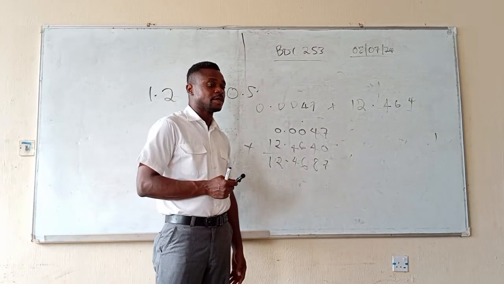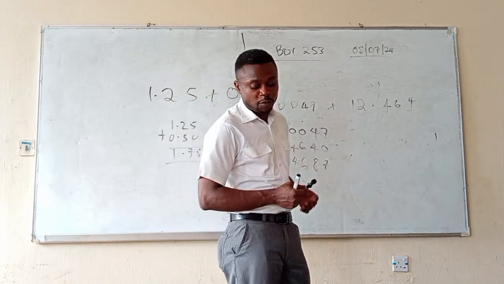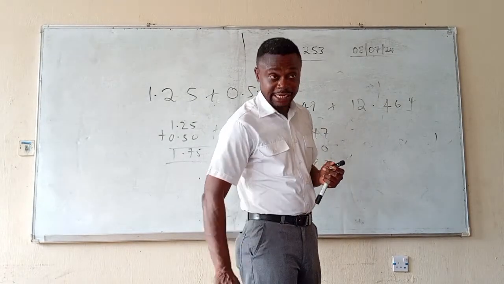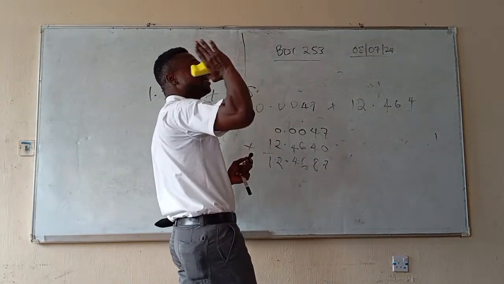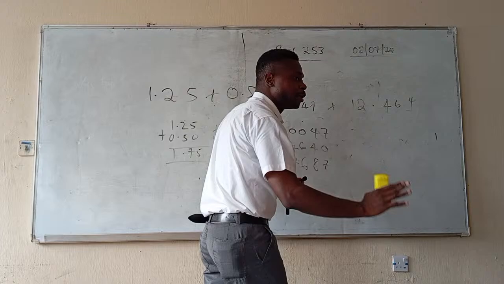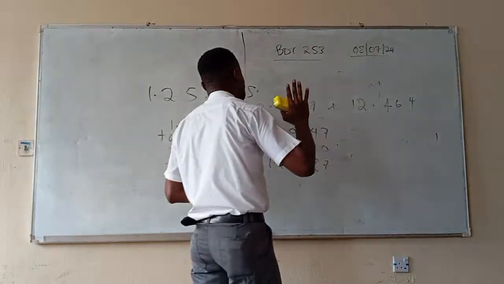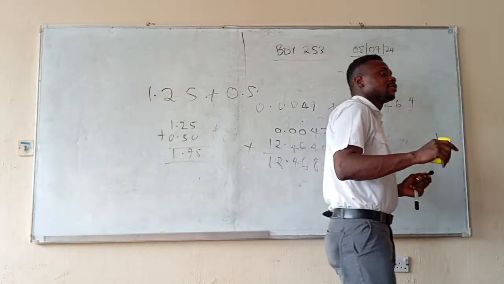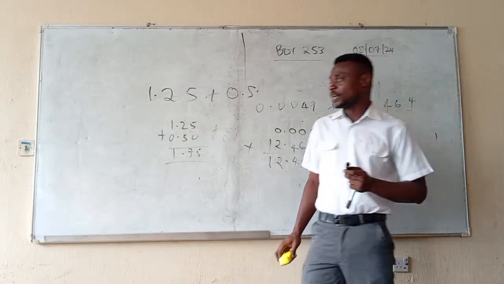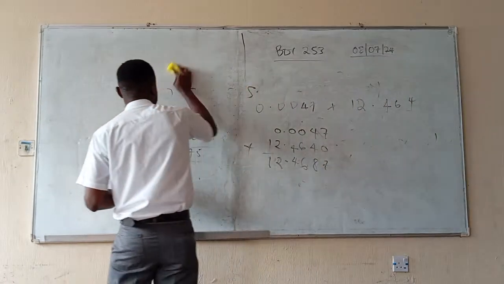Okay? Good. Now, what of multiplication and division? Once they see any decimal number in multiplication, they run away. Once it's division, they run away. So how do you now do multiplication and division? All right, let's go.